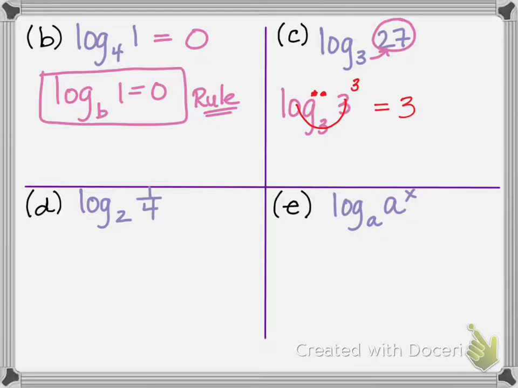Let's just go ahead and do part E here. Log base A of A to the X. We are already happy here because those two numbers were the same. So what is our answer to this one? It's just an X. You're done.